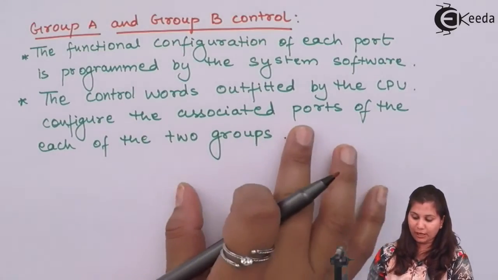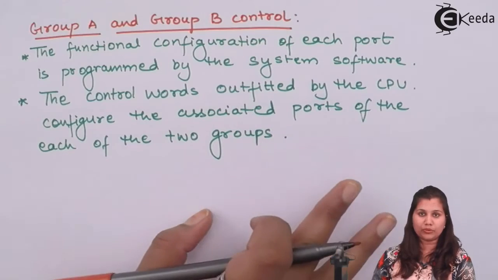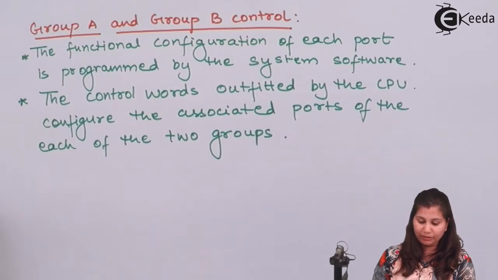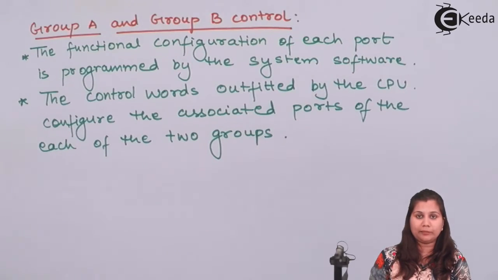The control word, which is output by the CPU, will configure the associated ports. The information carried by the control word contains the mode, set, reset bits, which mode is going to be selected, which port will act as an input and which as an output, and which group is going to be active. All the information is contained in the control word.